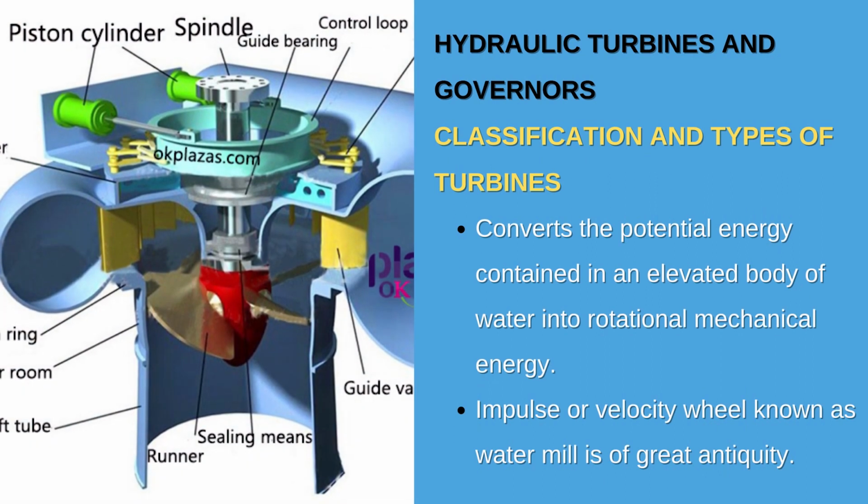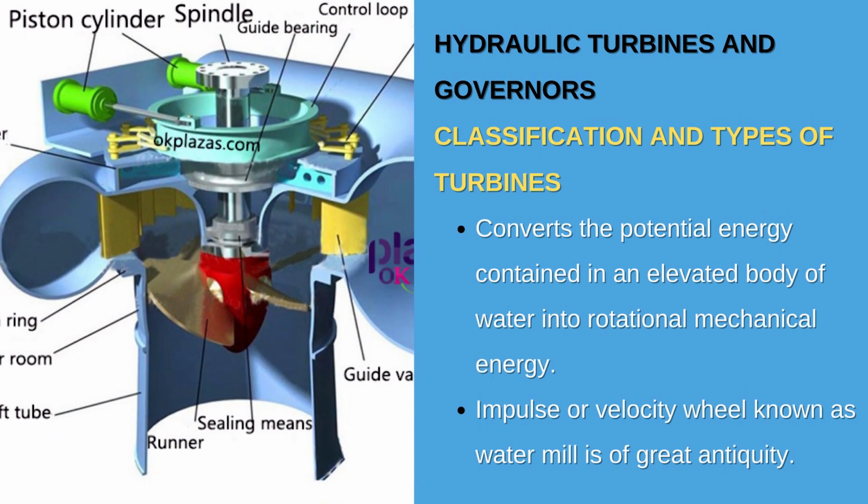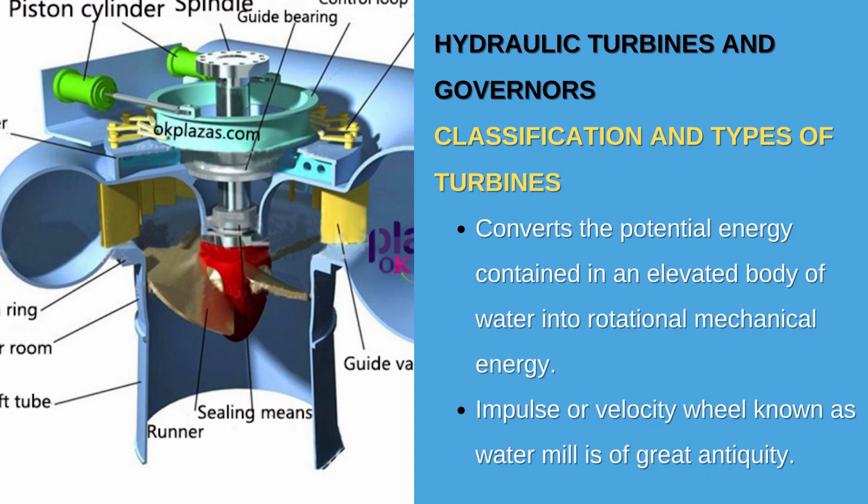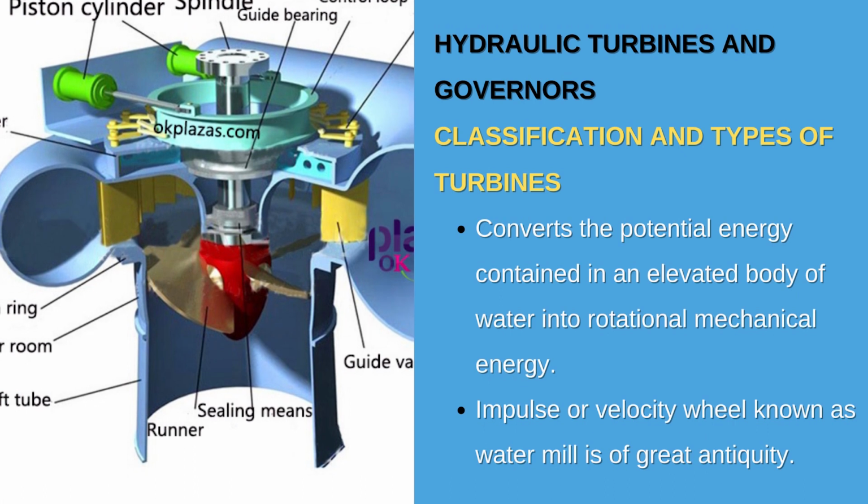Now, my discussion will directly come to the hydraulic turbines, which are the backbone of any hydroelectric power plant. Hydraulic turbines and governors. First, I will start my discussion with classification and types of turbine. The hydraulic turbine is a mechanical device that converts the potential energy contained in an elevated body of water, by means of its head, into rotational mechanical energy.